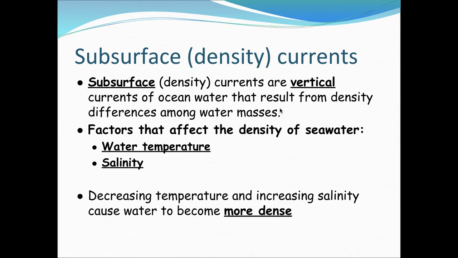So this is why I talked about temperature and salinity earlier. Subsurface currents move vertically. So they start at the top and end up at the bottom, or they start at the bottom and end up at the top. It's because of density differences. Water becomes either colder or warmer, or saltier or less salty, and that affects the density.